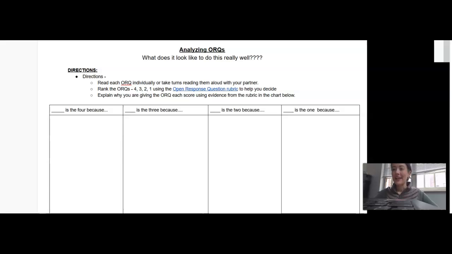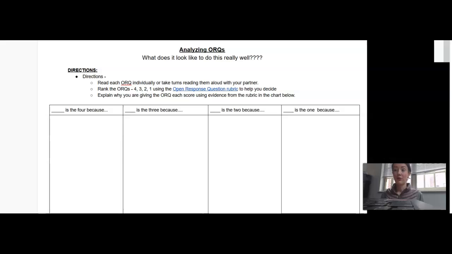Hey, good afternoon, everyone. Today we're going to transition from working on the long composition. Many of you aren't done yet, so you do need to keep on working on that practice. But in class, we're going to focus our time on understanding open response questions, or ORQs.